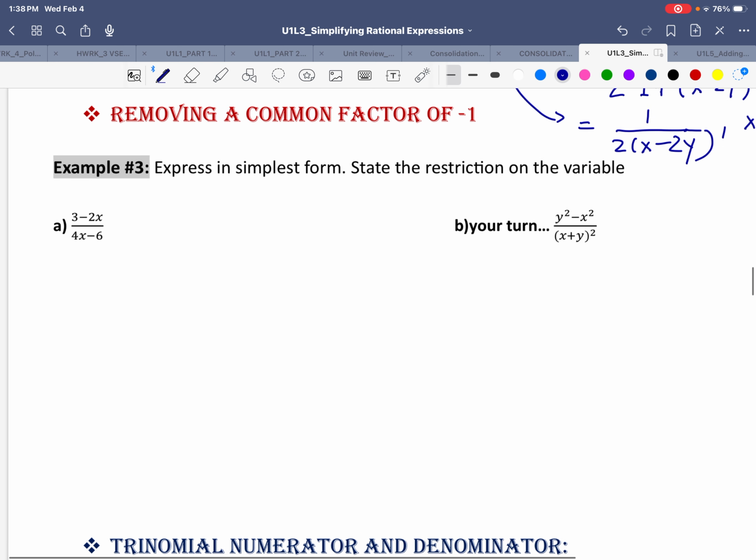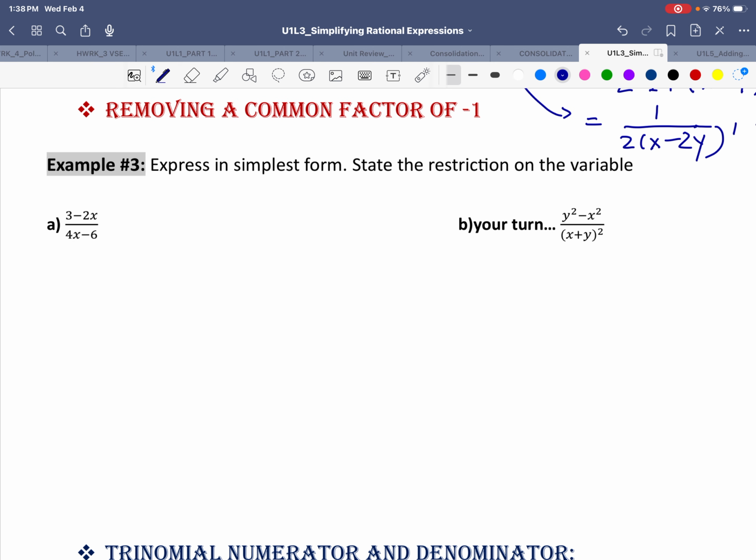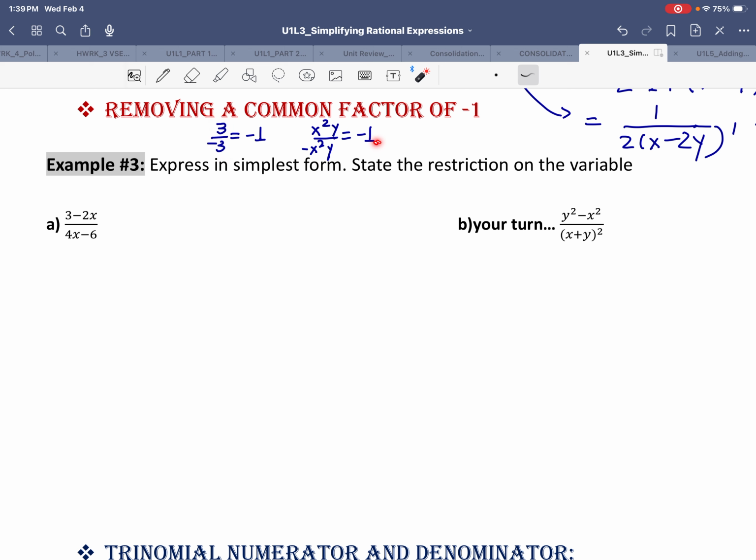Now, in the next question, we have some examples where we have to remove a factor of -1. So what does that mean? And we went over this in class as well. But the idea is that when we have two opposite numbers, such as 3 and -3, when we divide them, they will divide to -1. If you have two opposite terms, let's say x squared y and negative x squared y, then the ratio will be -1. So opposite numbers, opposite terms will divide to -1. That would simplify, and the answer will be -1.